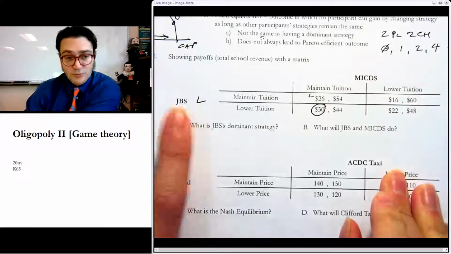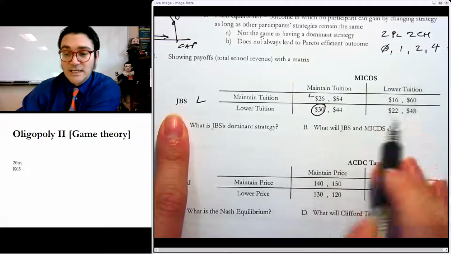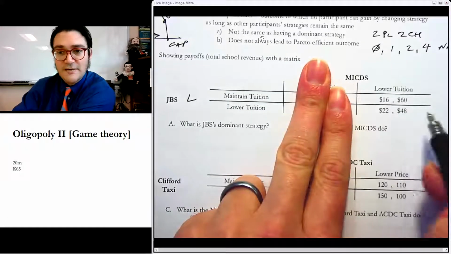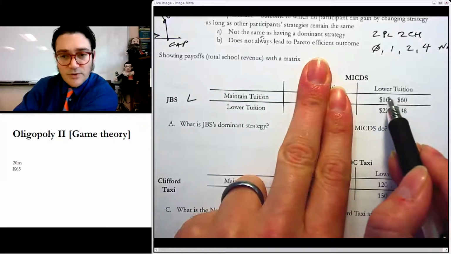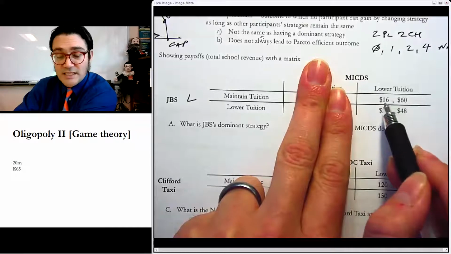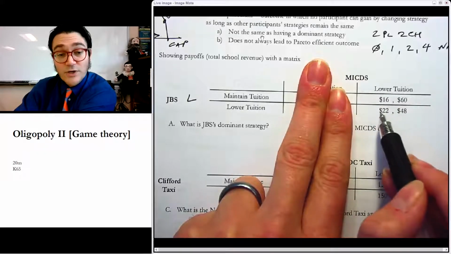And now, if we're still playing as John Burroughs, we're going to assume that instead, MICDS decides to lower tuition. So we're going to ignore that column that we just looked at. And so now we say, okay, John Burroughs, because that's who we're playing as, if MICDS lowers tuition and we maintain, we'll get 16. If MICDS lowers and we lower, we'll get 22.